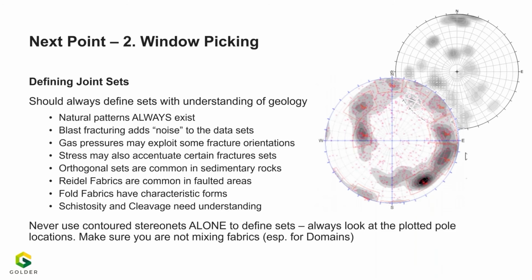So never use contoured nets alone. Always look at the plotted pole data, because you might be mixing things, especially when you're trying to domain things.